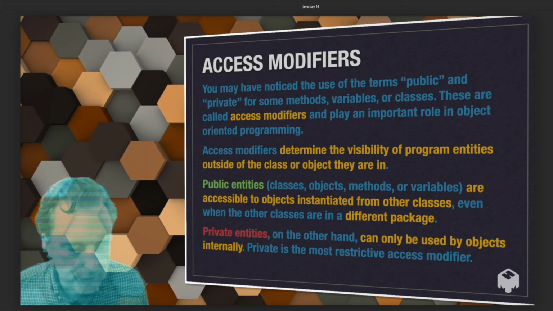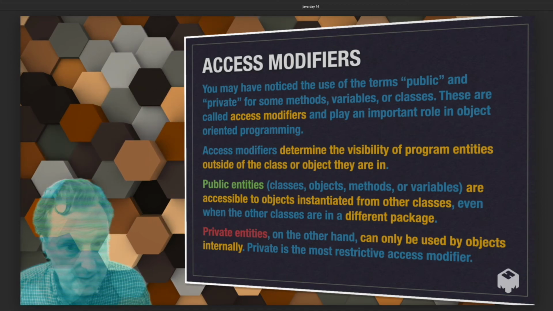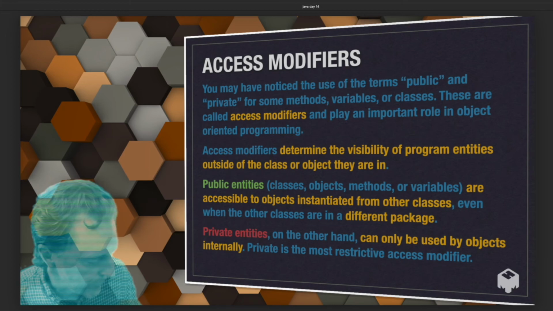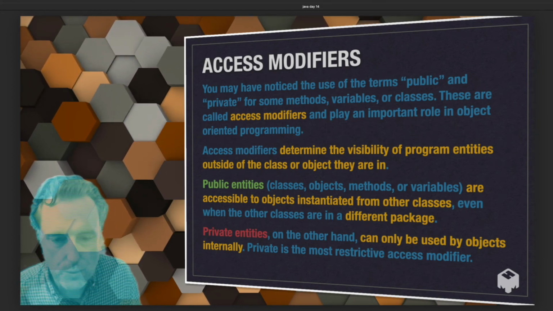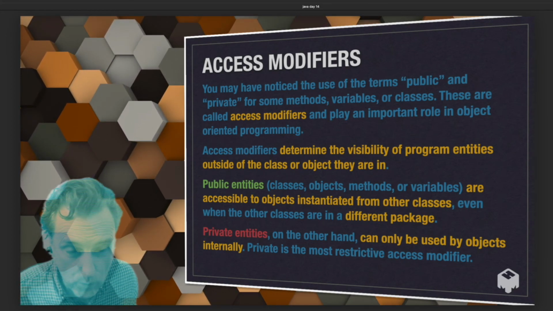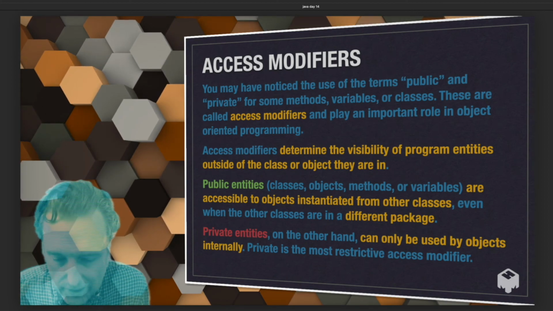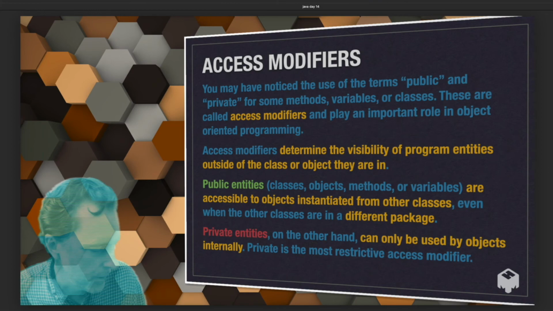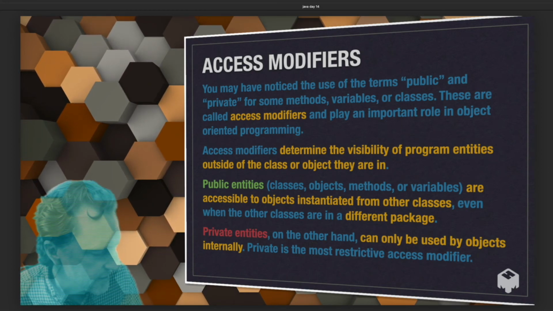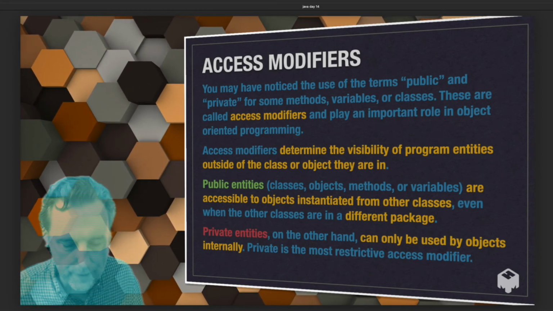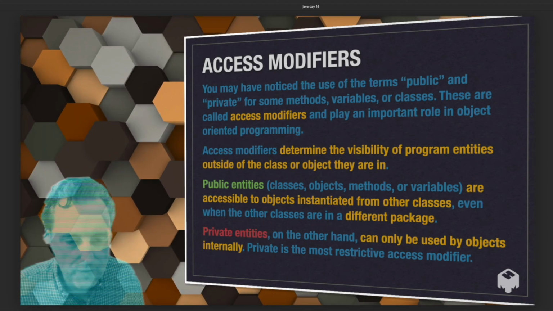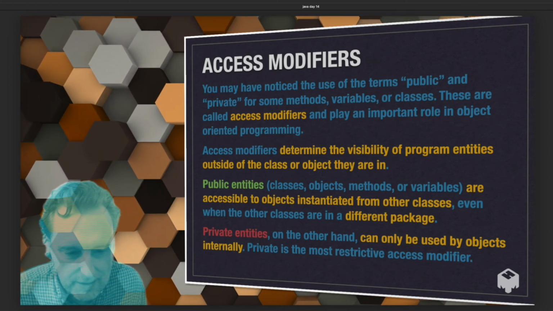So first off, what is an access modifier? It's simply a keyword that we can add to a variable or an object or a method or even a class that will additionally influence its scope. That is, whether objects created from other classes can access that resource, that variable, that method, that class, that object, whatever the case may be, that you've provided in your class.